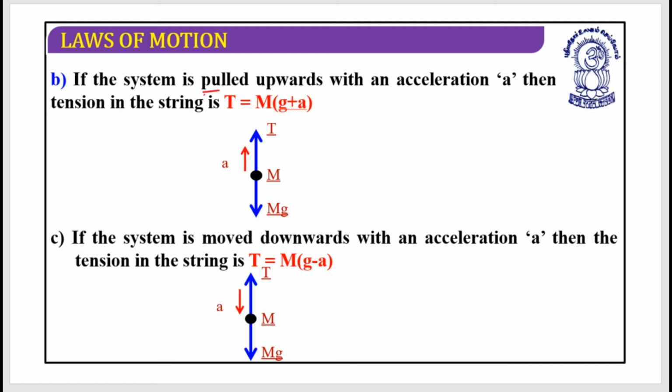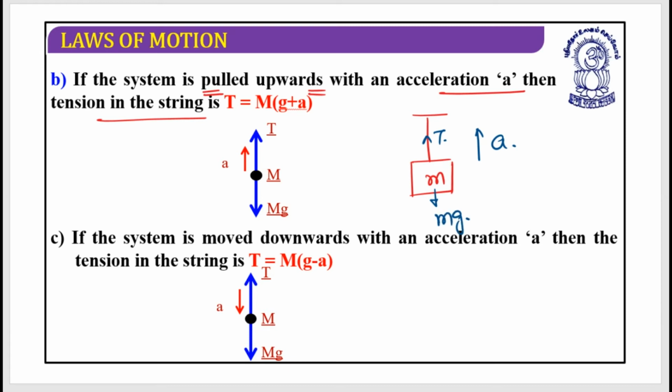Suppose let's assume that this system is being pulled upward with an acceleration of a. Then what is the tension in the string? The situation would be something like this, that this was the situation even initially. Now this system is being pulled upward, it is moving upward with an acceleration. So this is the tension T, this is the mg, and it is moving in the upward direction.